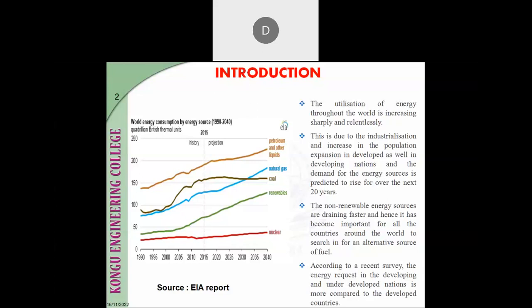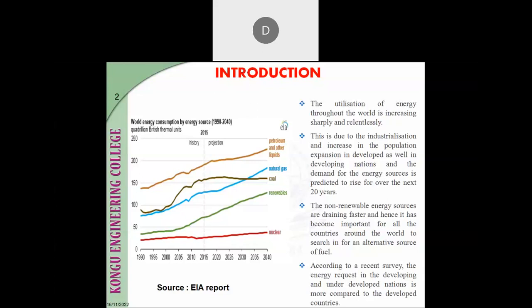And the non-renewable energy resources are getting depleted day by day. So it is very important for all the countries in the world to identify an alternative source of fuel. That is what people are concentrating on. And as far as the literature survey is concerned, the energy requirement for developing and underdeveloped countries is much more compared to the developed countries.